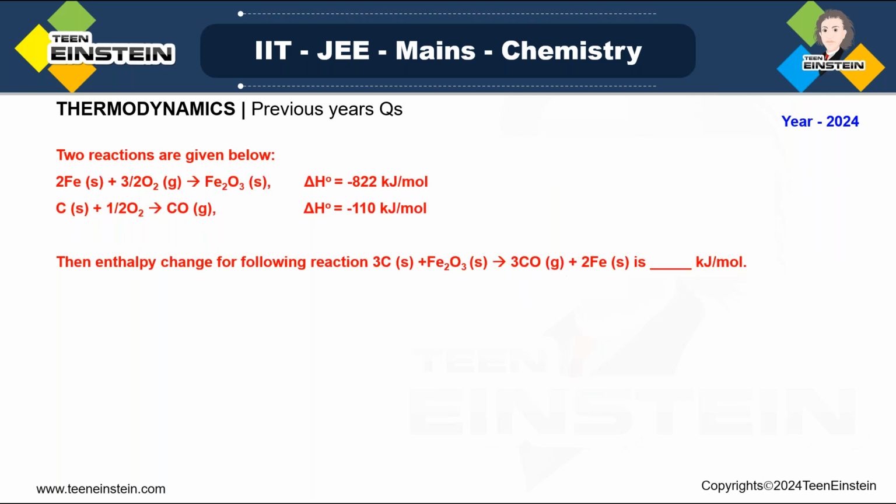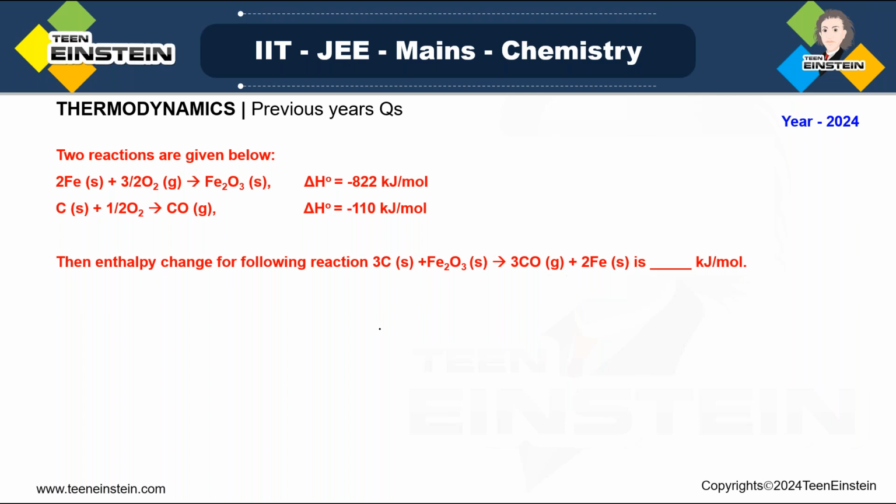163. Two reactions are given below. One reaction is iron reacting with oxygen, producing ferric oxide. In the second reaction, carbon is reacting again with oxygen, and it is producing one of its oxides, which is carbon monoxide. For these two reactions, the corresponding enthalpy change values are given.